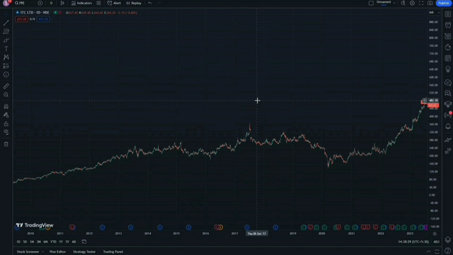Right, so this is TradingView. Here we can see that ITC is at an all-time high right now, right? So this makes this drawdown calculation much more relevant.